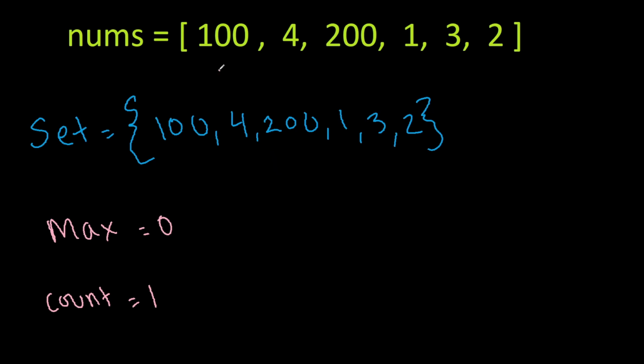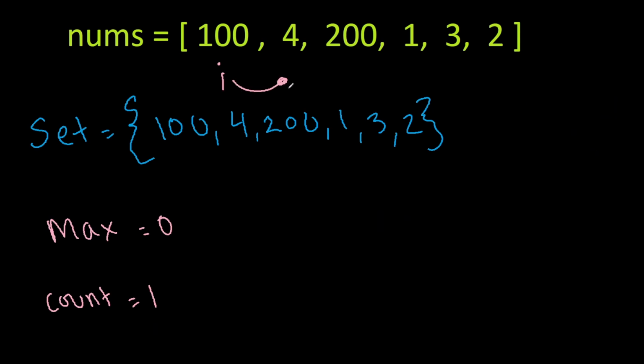So to illustrate, let's say i is here. When the index is at 0, the value is 100. And we go into our set and see if there's a 99 in here. Because if there's a 99, that means the sequence would look like this, and there's no way that 100 could be the very beginning of our sequence. We definitely want the beginning of our sequence so that we can keep a log of the count.